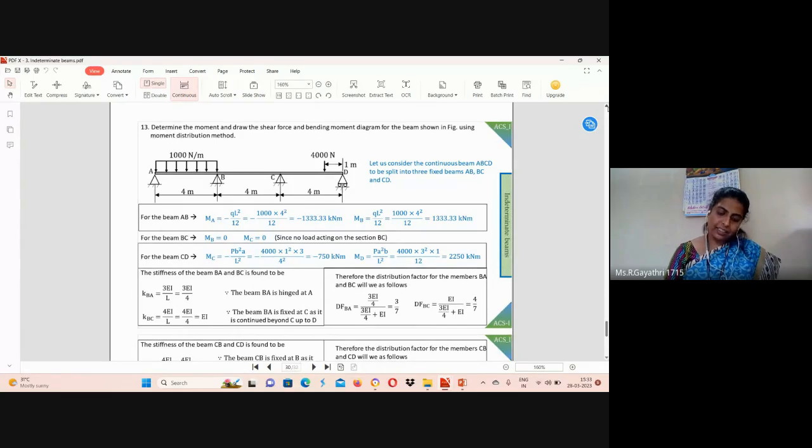6000 Newton meter. X D bar value is 1 by 3 L plus B. Please note this equation. Okay, correct. Shiva Bharati, you are correct. X D bar value is 1 by 3 L plus B. Please note this equation, and find the answer.